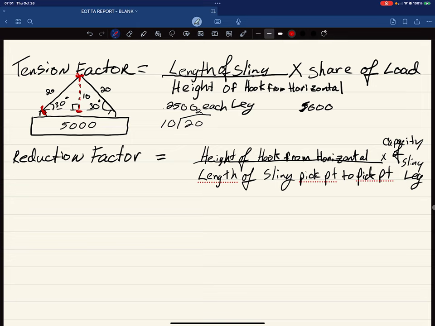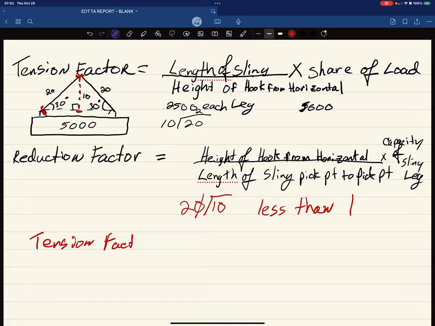So that would mean that we would have to divide 10 by 20. Now, a reduction factor is always going to be a percentage, so it's going to be less than 1. A tension factor is going to be 1 or greater.